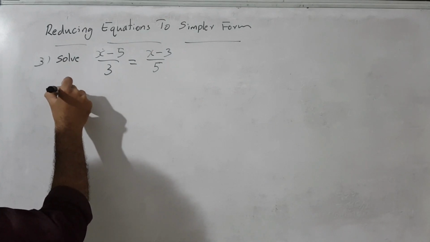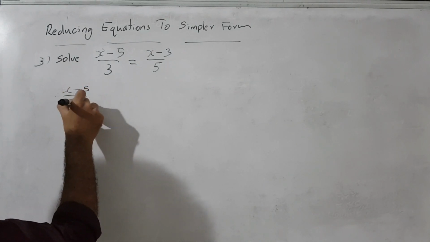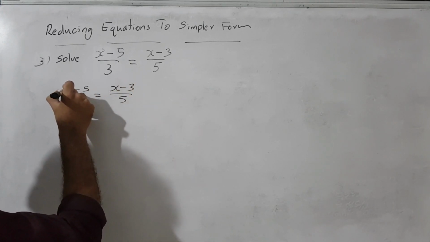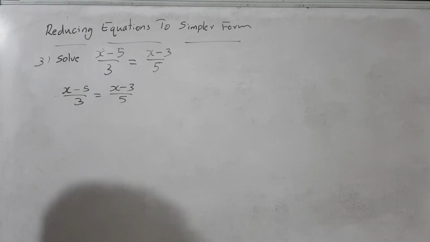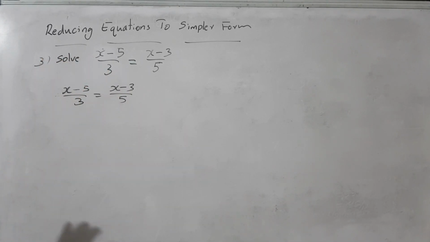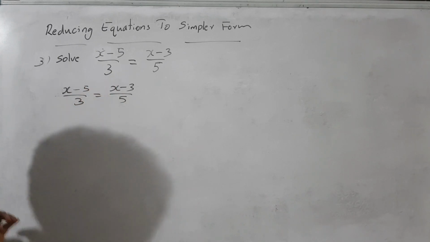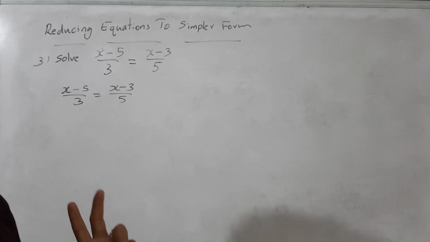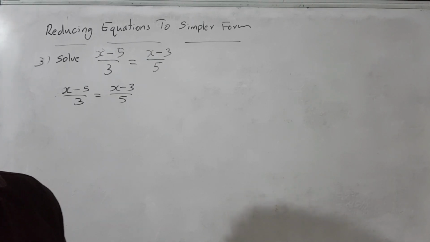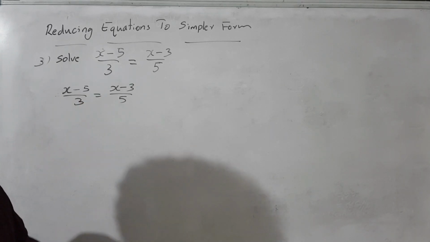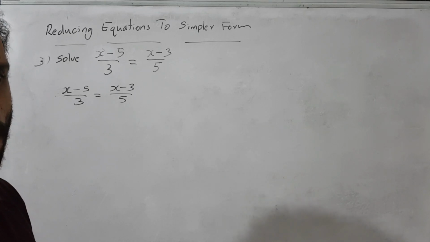(x minus 5) by 3 is equal to (x minus 3) by 5. Here there is no term other than the fractions. Here there is no whole number type term like plus 1 or plus 2. Then on both sides of the equality there is only one term each, and the terms are in the form of fraction. On both sides of the equality, the terms are directly in the form of fraction.